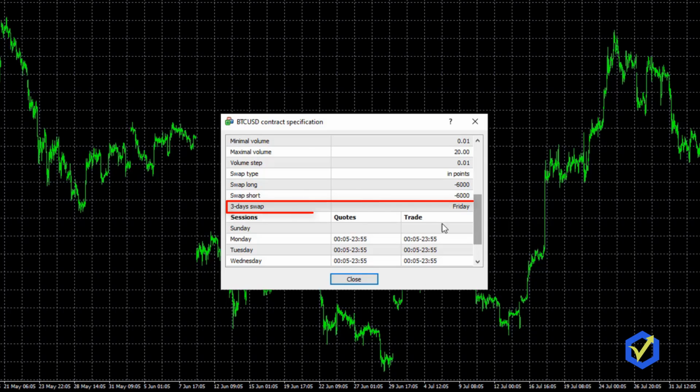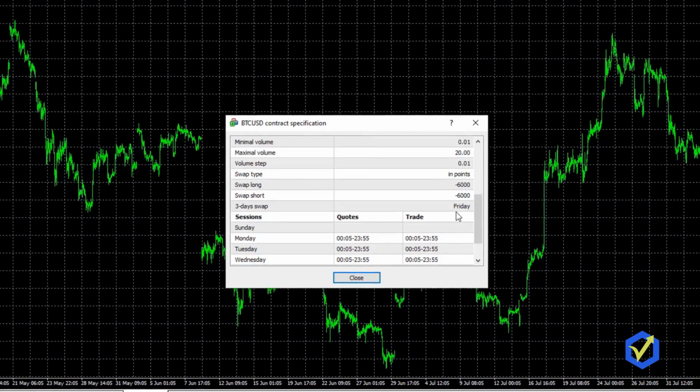Okay, so we have a 3-day swap as well with the brokers, which means that if we have a trade open during Friday and it goes through Saturday, Sunday, and Monday, when the market opens again, then we will pay swap for these 3 days. Here it is, the 3-day swap that is charged on Fridays. This is how the trading works.